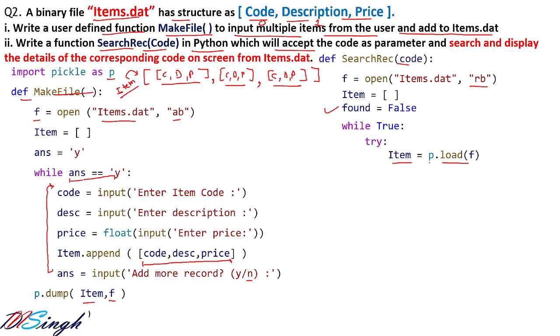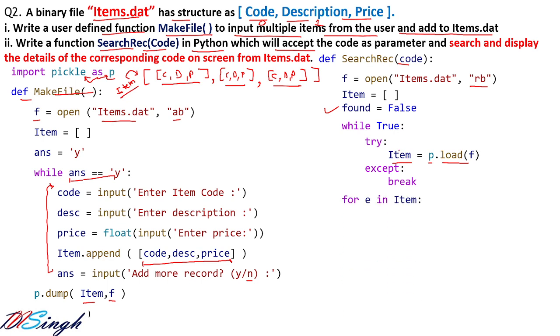Why are we using p here, not pickle? Because we have already specified the alias here. For pickle, we told the interpreter that we are going to use p in place of pickle. Fine. Now the interpreter knows what is the meaning of p. Once everything is loaded from the file and stored inside the item, our job is to catch any exception generated from here, and we are going to break the loop. As soon as any exception is generated, we break the loop and come out of the loop.